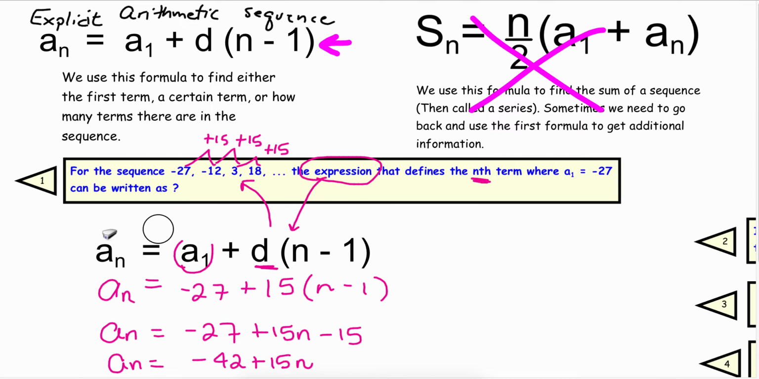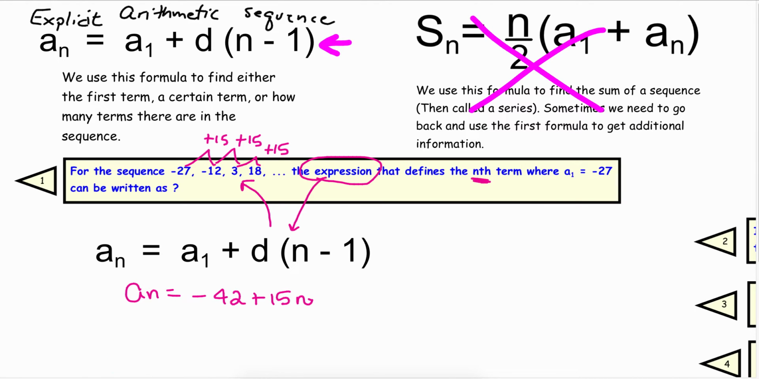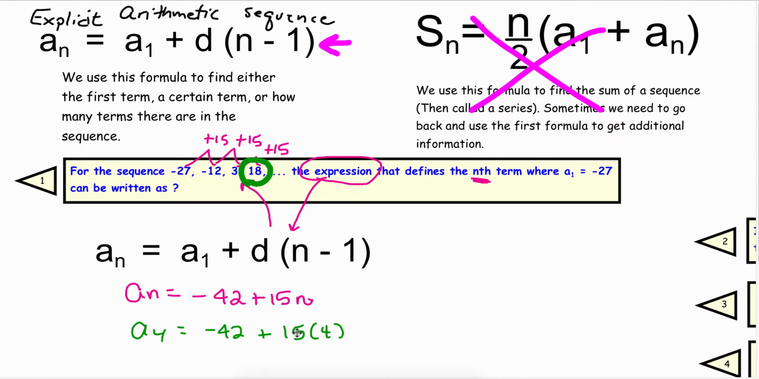So what does that mean? Well, it means basically this. I just created a formula where I could find any term right away. So just to show you, we know that the fourth term is 18. Well, we could put in that the fourth term is found by taking negative 42 and adding on 15 times 4. Well, 15 times 4 is 60.